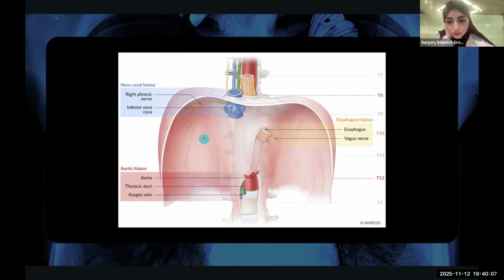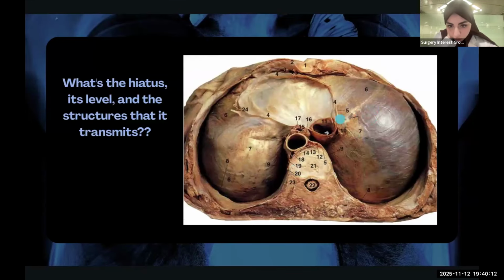And again, it's not going to be just these structures. Some other structures will be passing by with them, okay? Hello, what is this? And what level is this? IVC, T8. And this? Okay, we'll skip it. This one. Oh, esophagus, T10. Okay, this one. We'll answer. Okay, aorta, T12.